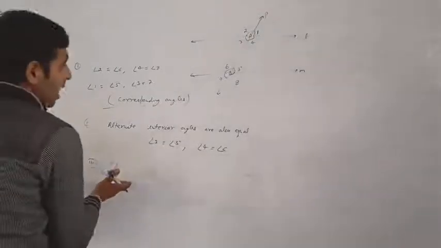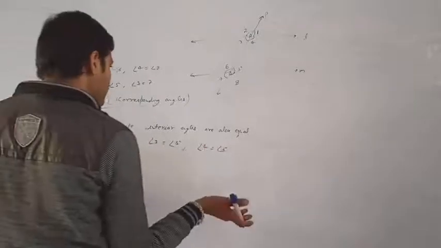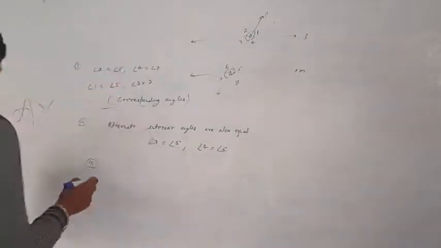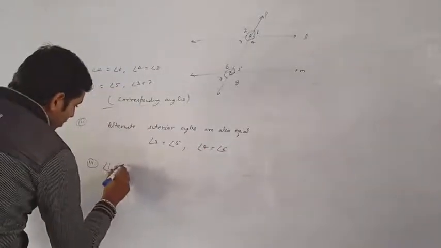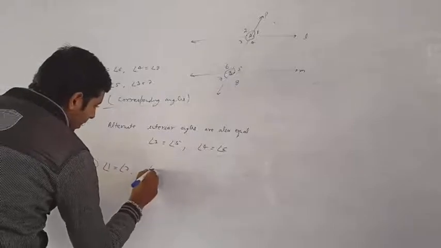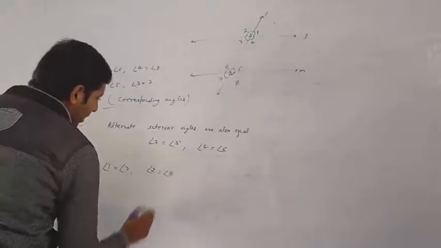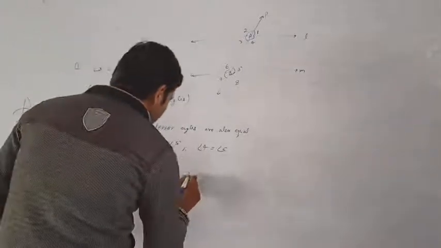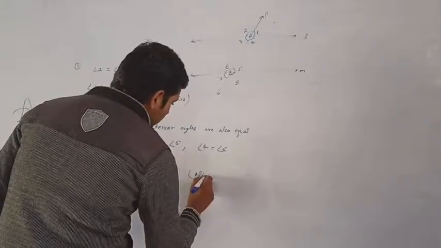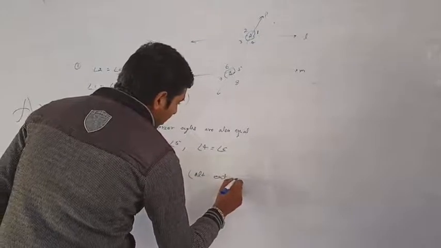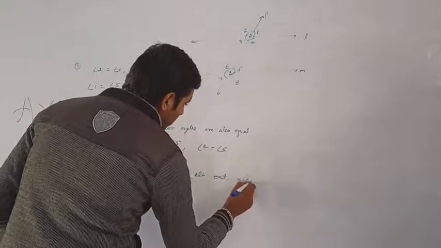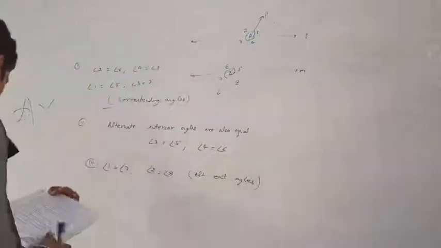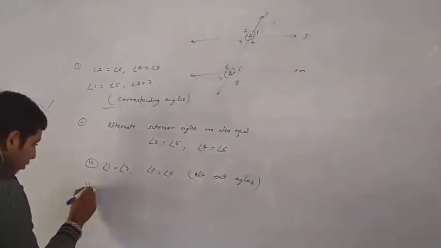Same like this, alternate exterior angles are also equal. So angle 1 is equal to angle 7 and angle 2 is equal to angle 8 because of alternate exterior angles. They are also equal.